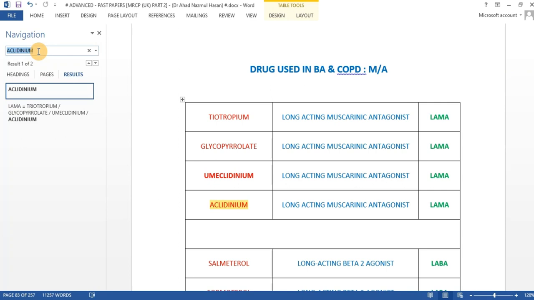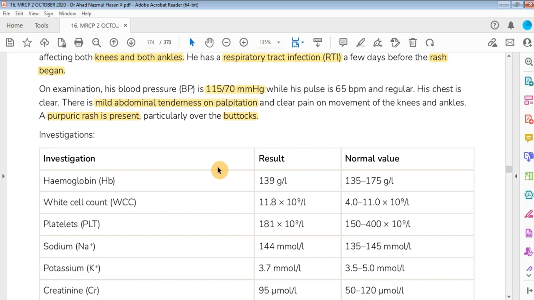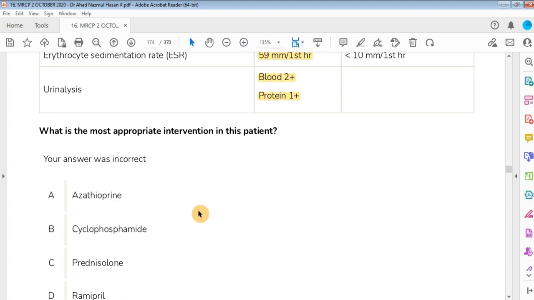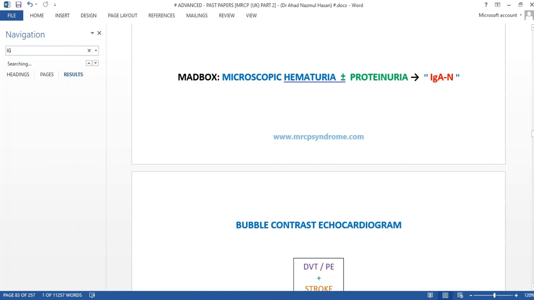Here creatinine and urea are normal, only protein in the urine. Yes, that's why I was saying most cases of IgA nephropathy are self-limiting. No treatment is required. Treatment should only be required if there is hypertension or evidence of renal impairment or proteinuria. And here we should go with the supportive therapy. But just for the treatment purpose, if treatment is required, then we should go with the mnemonic known as APAC.